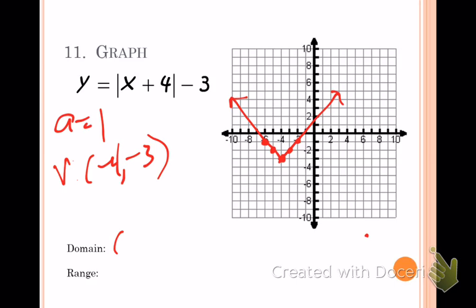Domain and range. Again, because the V goes out, it's going to hit all real numbers on the x line. So it's negative infinity to positive infinity. Now, down here, it doesn't touch any values down here. So we don't start our range until we get to there, which is negative 3. And then it stretches all the way out to positive infinity. So there you go. Okay?